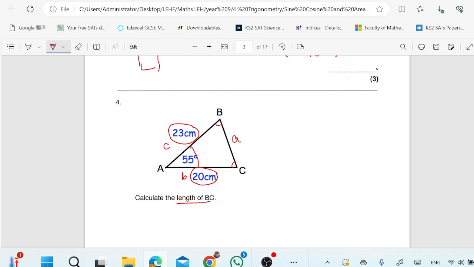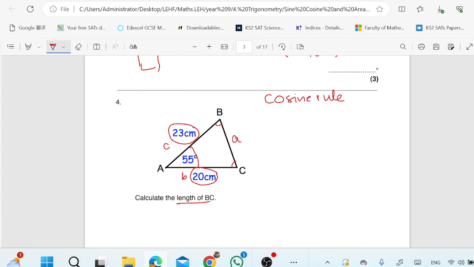So when we have this kind of situation where two sides and the middle angle are given to us, we have to use the cosine rule to find the missing angle or a missing side.